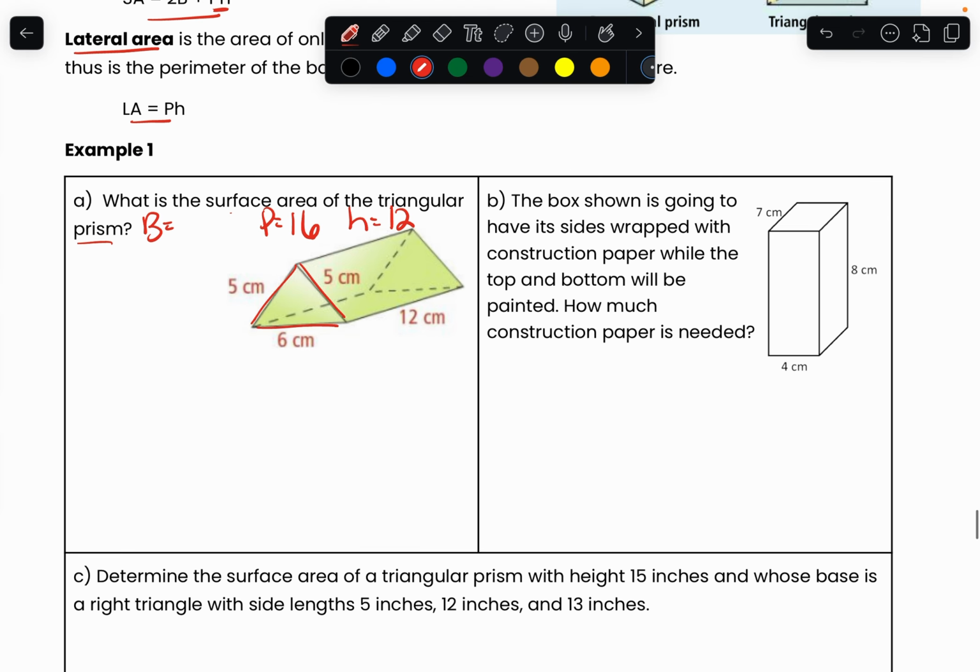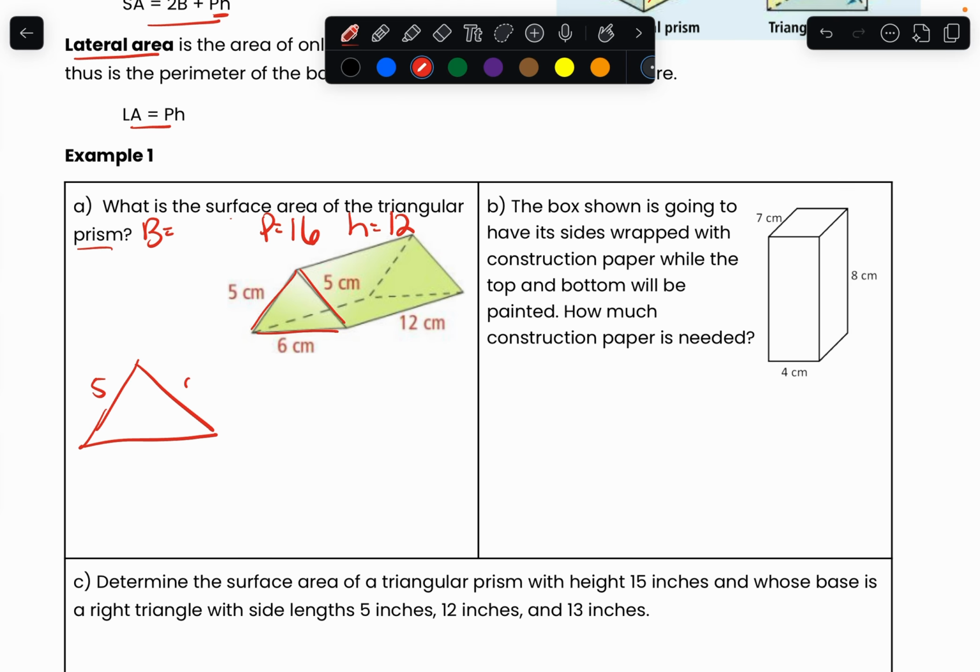Let me draw this triangle out right here. I know that this side is 5, and this is 6. Now I need to find my base and height so I can use the triangle formula, which is 1/2 base times height. If you have two sides that are the same, then this is an isosceles triangle. If we draw a line in the middle, then this part and this part are also equal. So if this whole thing is 6, then these parts will be 3 and 3.